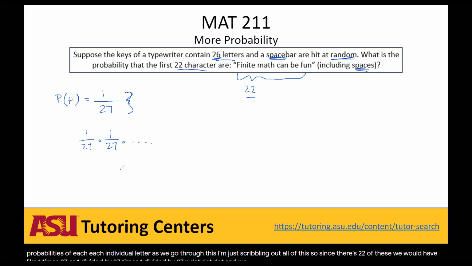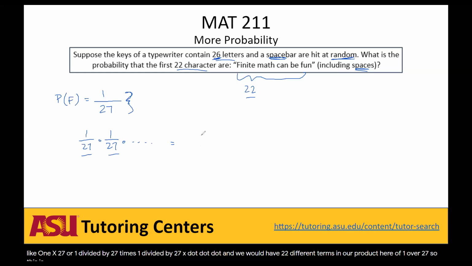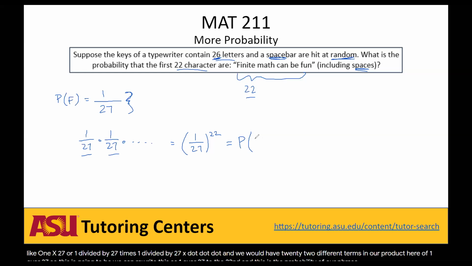And we would have 22 different terms in our product here of 1 over 27. So we can rewrite this as 1 over 27 to the 22nd. And this is the probability of our phrase, "finite math can be fun."